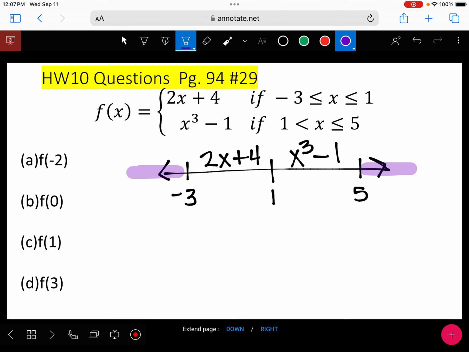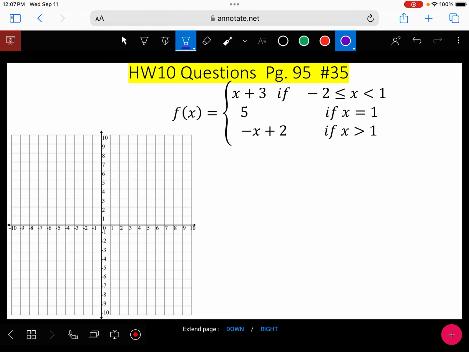Okay, but that's not the one I wanted to go through. I wanted to go through the one that has the graph. I think it's this one, yeah. So let's do this one together. So homework 10, page 95, number 35. That's the one I wanted to do. That's on there, right? Yeah. All right, let's go ahead and work through this together, y'all.